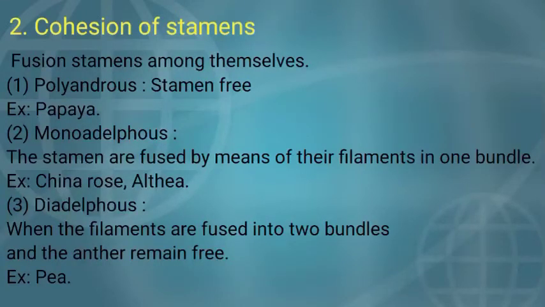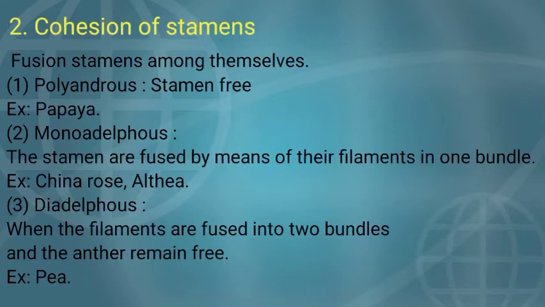Cohesion of stamens in the sense fusion of stamens among themselves. This condition is again classified into 6 different types. The very first one, polyandrous condition. In this condition, stamens are free. Example, papaya. The second one, monodelphous condition.